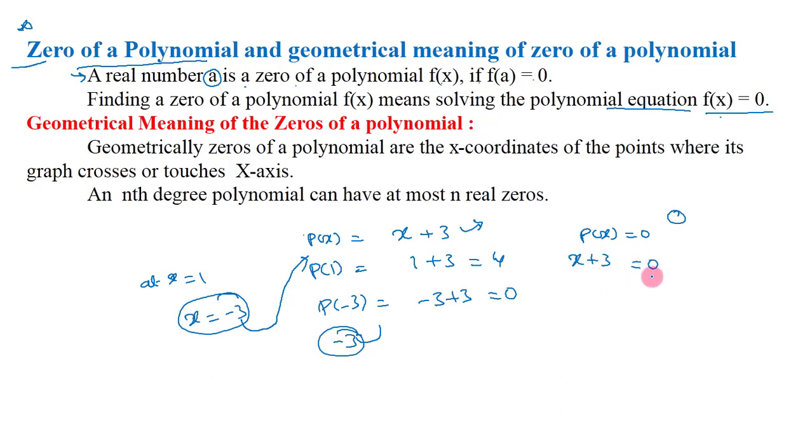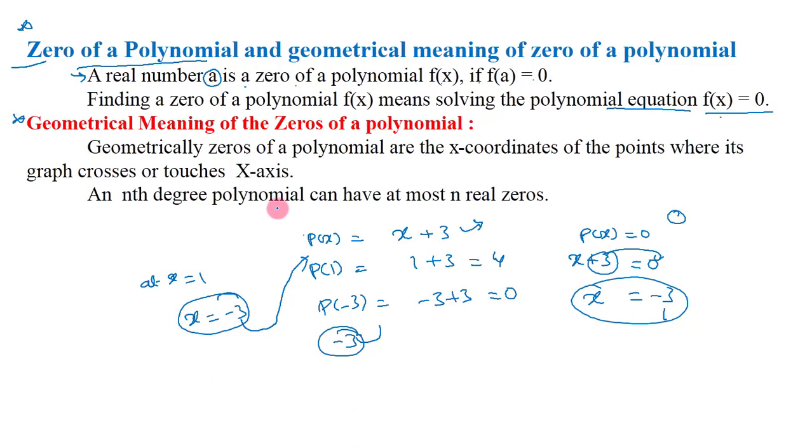Then we have to solve for x, just like this. x plus 3 is equal to 0. Then on transposing this plus 3 to the other side, we will get minus 3. So this minus 3 is 0 of the polynomial. Okay. And now we are going to see the geometrical meaning of the 0 of the polynomial.